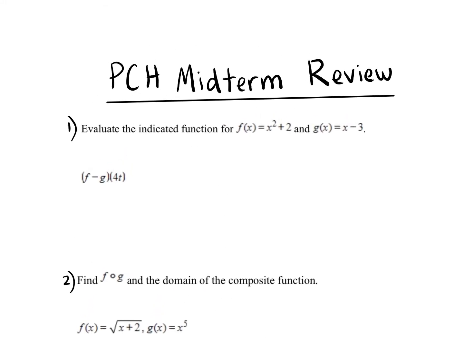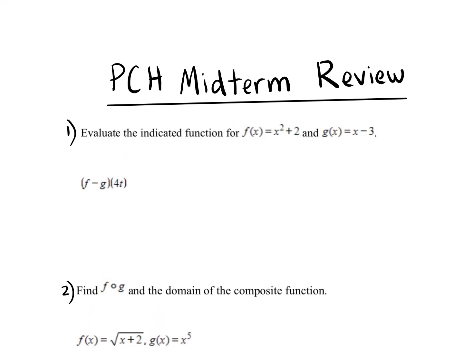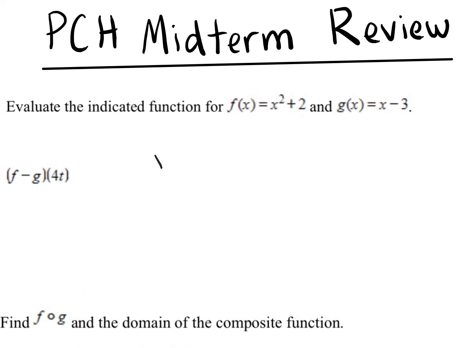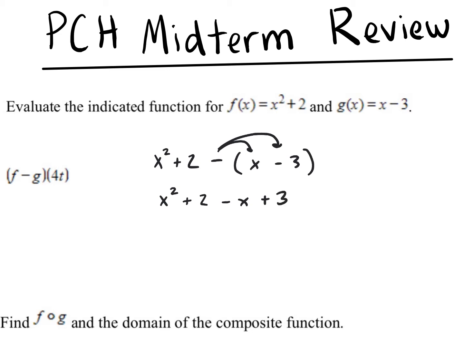Right, so looking at number 1, we have to evaluate the indicated function for f and g. So this tells us that we need to subtract f minus g. So we would take our function f of x, which is x squared plus 2, and subtract the function g of x, which is x minus 3. We have to be careful when we subtract because we have to distribute that negative to both things on the inside. So this would be x squared plus 2 minus x plus 3.